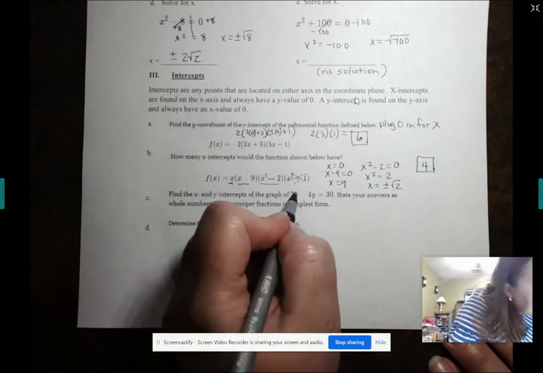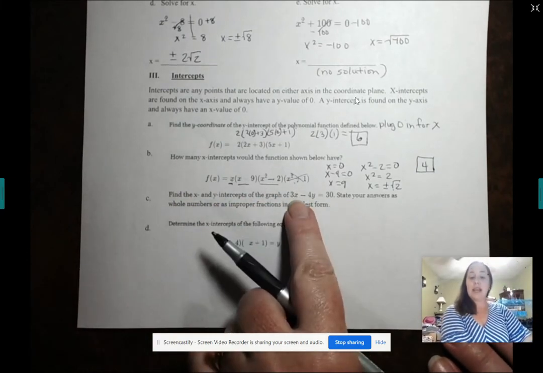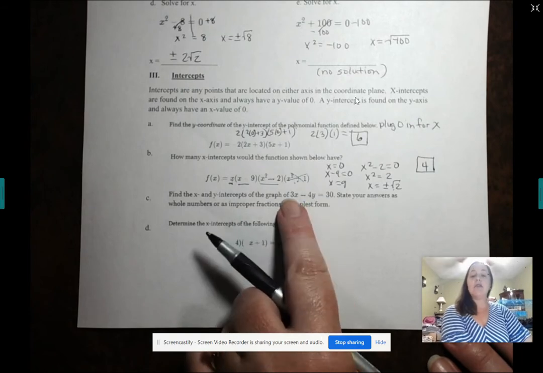Now, if you're given a problem like this, and they ask you, this is just linear, they ask for the x and the y-intercepts. This is a standard form linear.